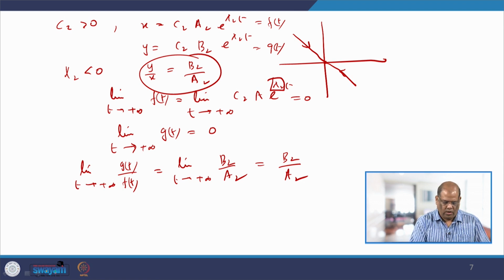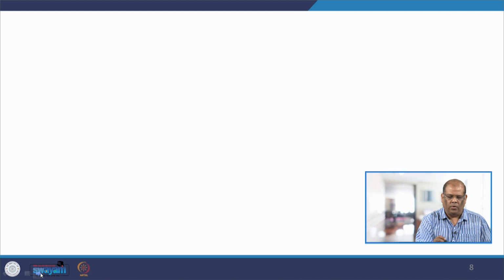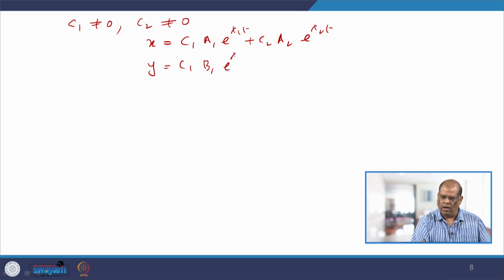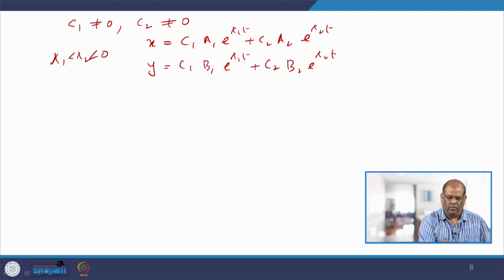Now, let us move to the non-rectilinear cases. Suppose you have C1 not equal to 0 and C2 not equal to 0. In that case, what you will get? So, if I write the equation one more time, this is x equal to C1 A1 e to the power lambda 1 t plus C2 A2 e to the power lambda 2 t, and y equal to C1 B1 e to the power lambda 1 t plus C2 B2 e to the power lambda 2 t. So, here lambda 1 is less than lambda 2, which is less than 0. So, both lambda 1 and lambda 2 are negative values.